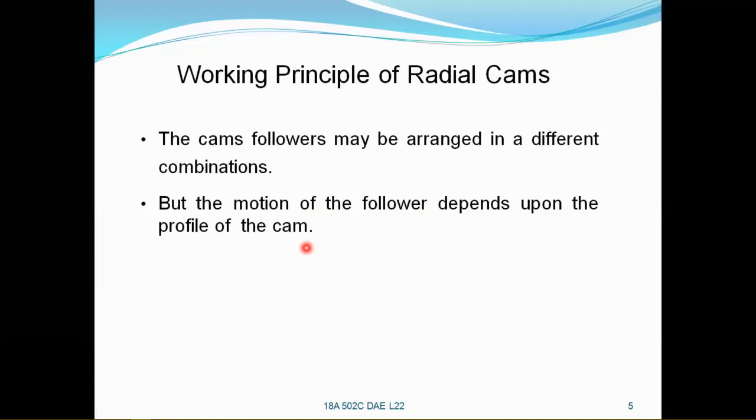That means the motion of the follower does not depend on whether it is the knife edge follower, roller follower, flat follower, or spherical follower, but only on the shape of the profile of the cam.